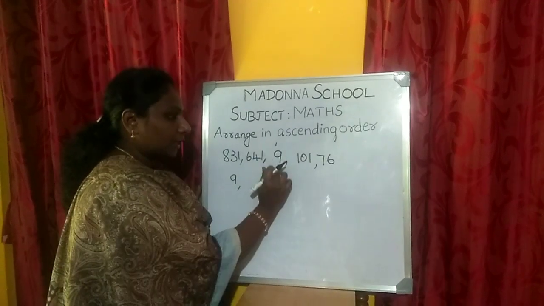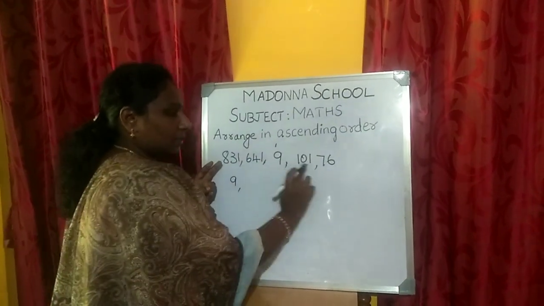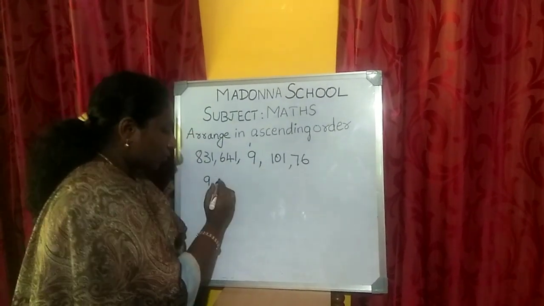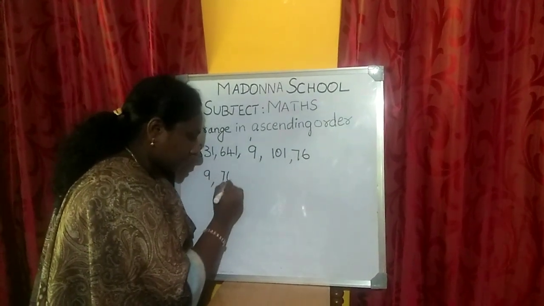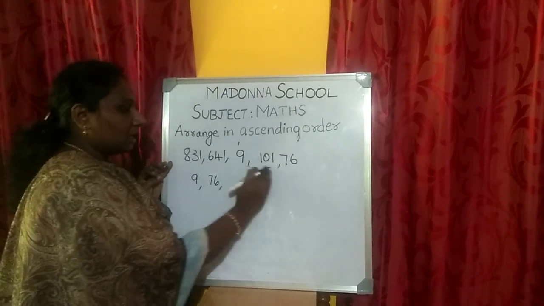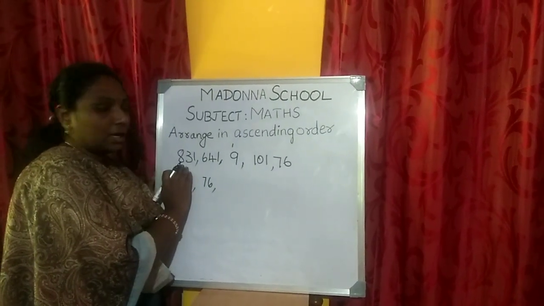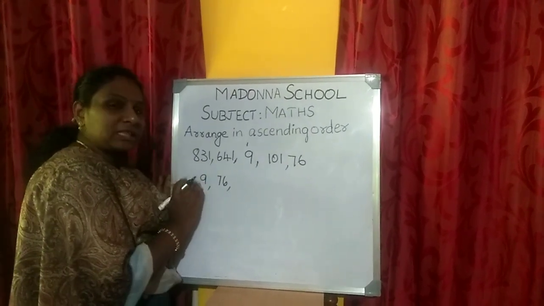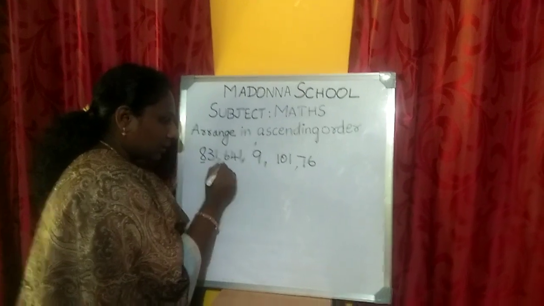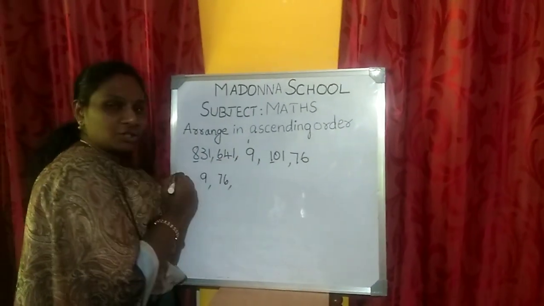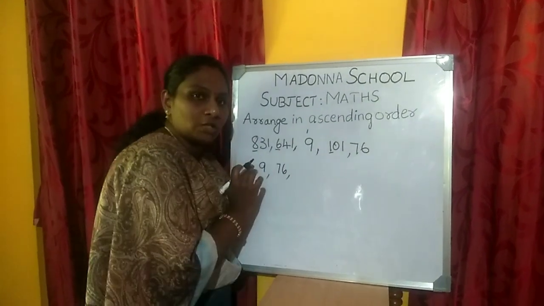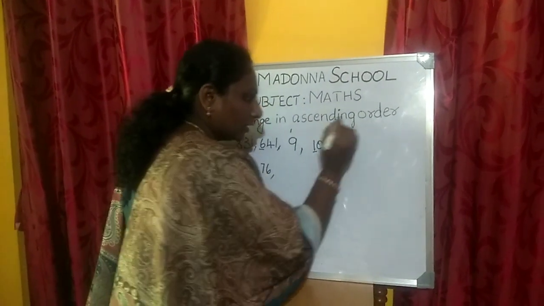So next, after writing, all the numbers have 3 digits and only 76 is a 2-digit number. So 76 should come next. Next, the remaining 3 numbers have 3 digits. If the digits are the same, what should you do, children? What is the second step? You should compare the first digit of the number. So which is small? 8, 6 or 1. Which is small, children?